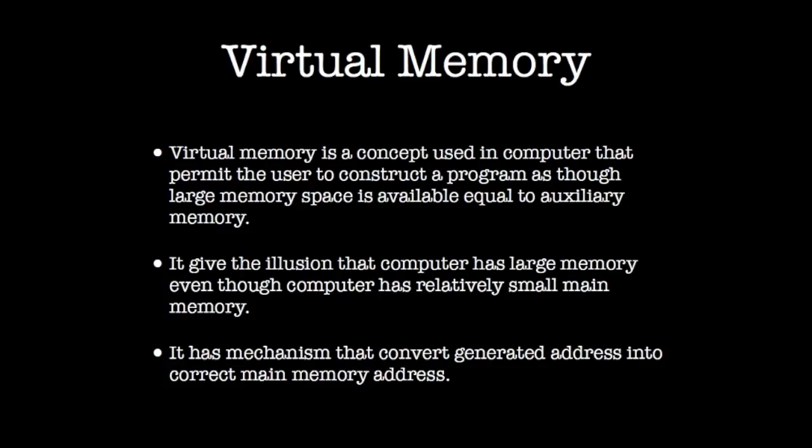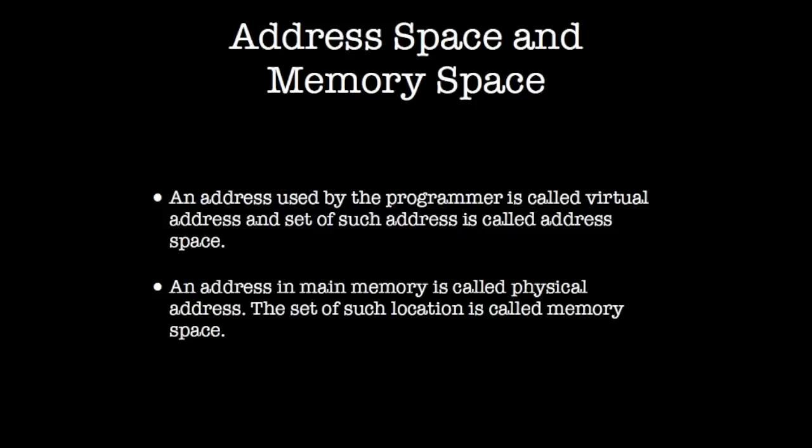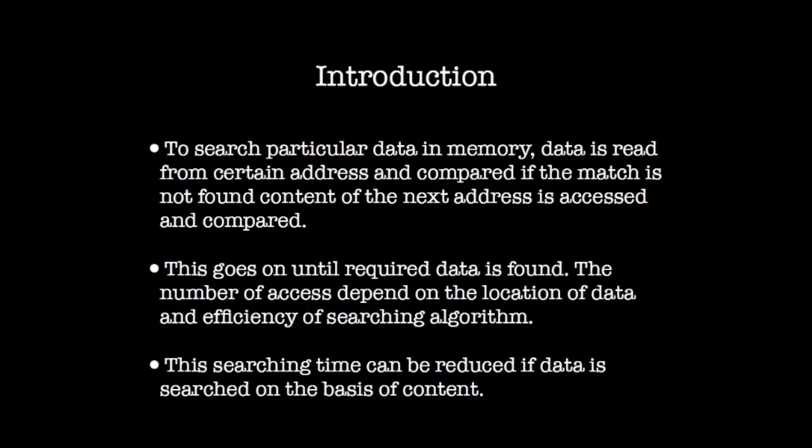This is the figure of a cache memory: the main memory block, the cache block, and the CPU. Now comes the virtual memory. Virtual memory is a concept used in a computer that permits the user to construct a program as though a large memory space were available, equal to auxiliary memory. Now address space and memory space. An address used by a programmer is called a virtual address, and the set of such addresses is called an address space.